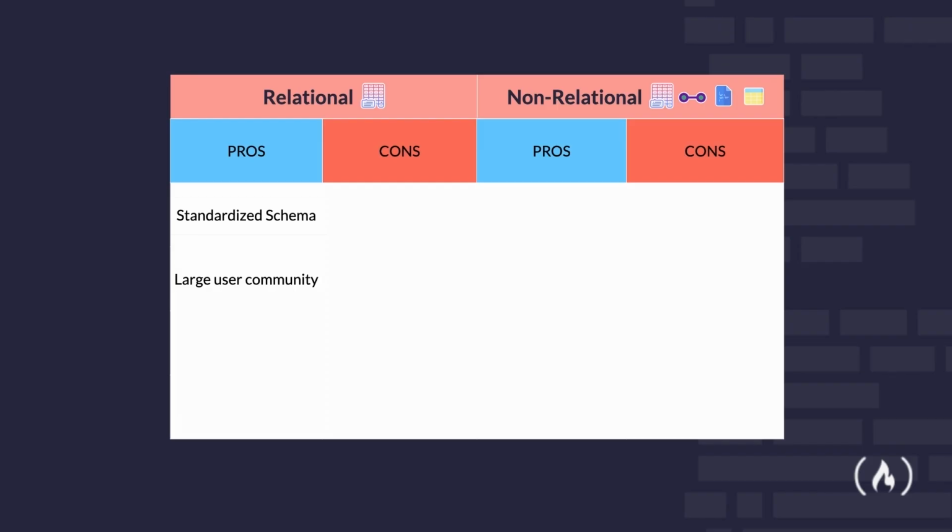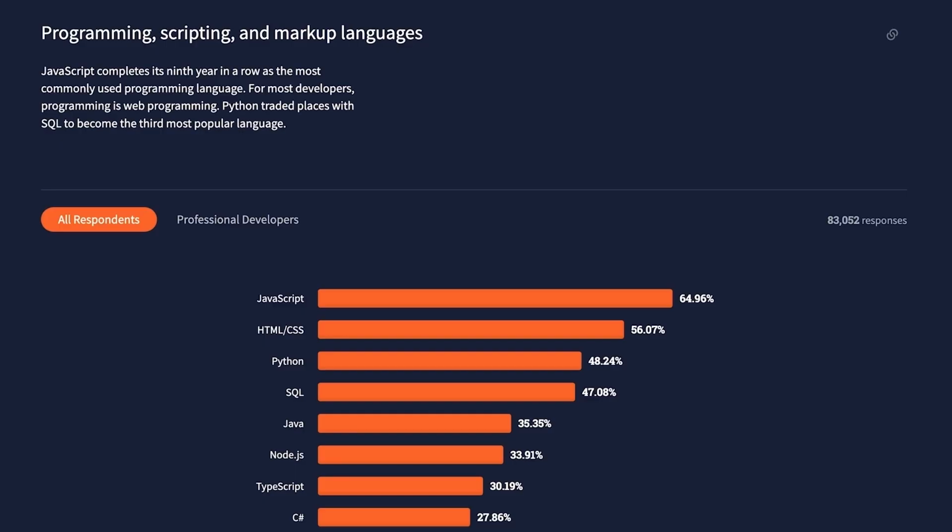Next up, let's look at large user communities. Another pro we have is that relational query languages such as SQL have a larger user community. As SQL has been around for nearly 50 years, it has a strong community of supporters as well as a lot of help and resources out there for learning purposes.